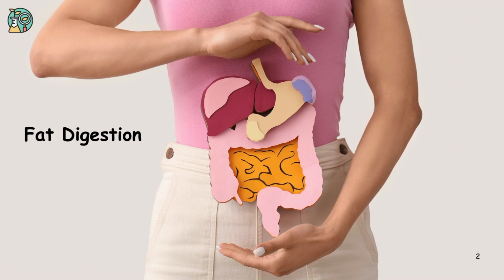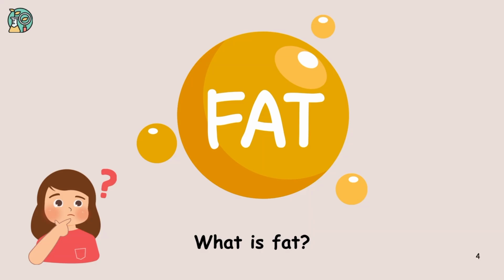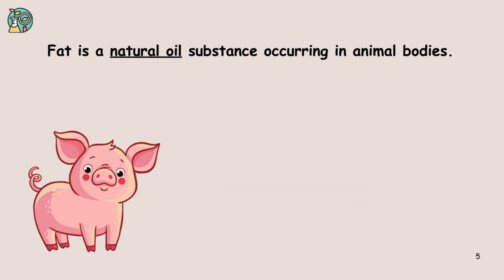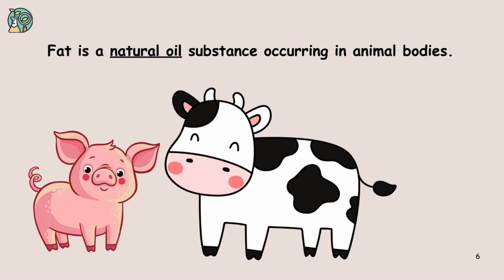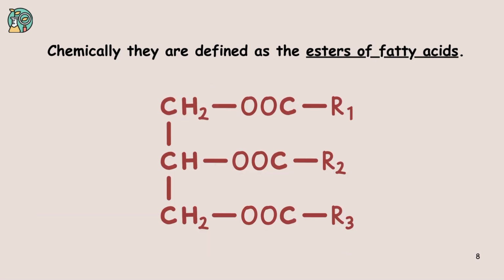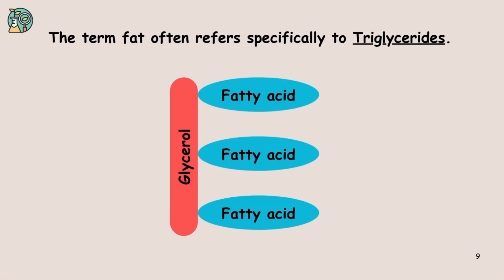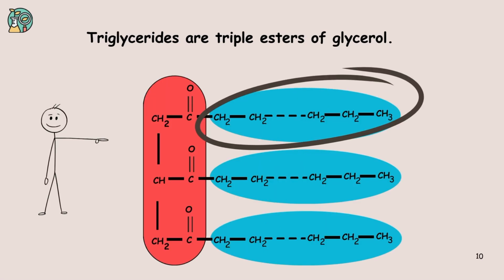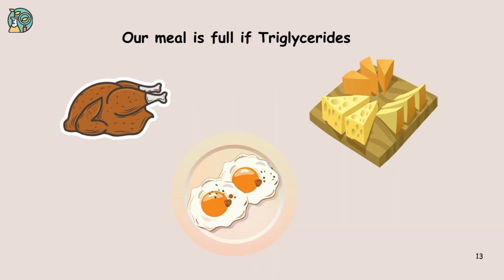Today I'm going to talk about fat digestion or lipid digestion. Can you explain what is fat in a simple term? Well, fat is a natural oil substance occurring in animal bodies. Chemically, the fats are defined as the esters of fatty acid. The term fat often refers especially to triglycerides, that is the glycerol backbone with 3 chains of fatty acid. Therefore, triglycerides are triple esters of glycerol. Our meal is full of triglycerides.